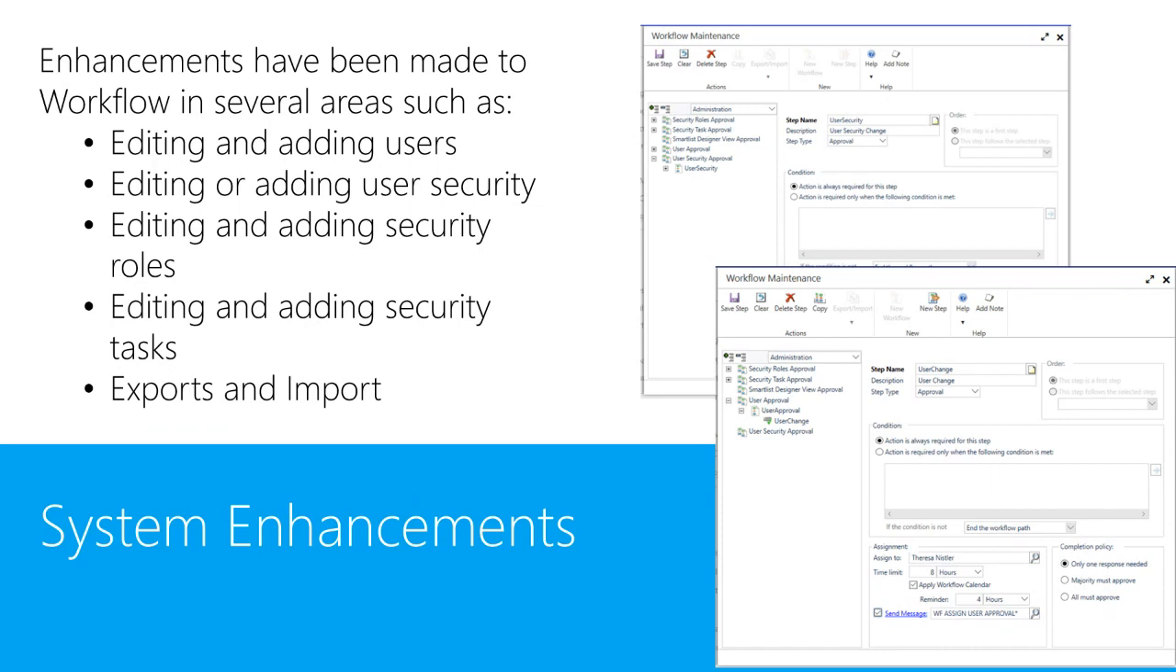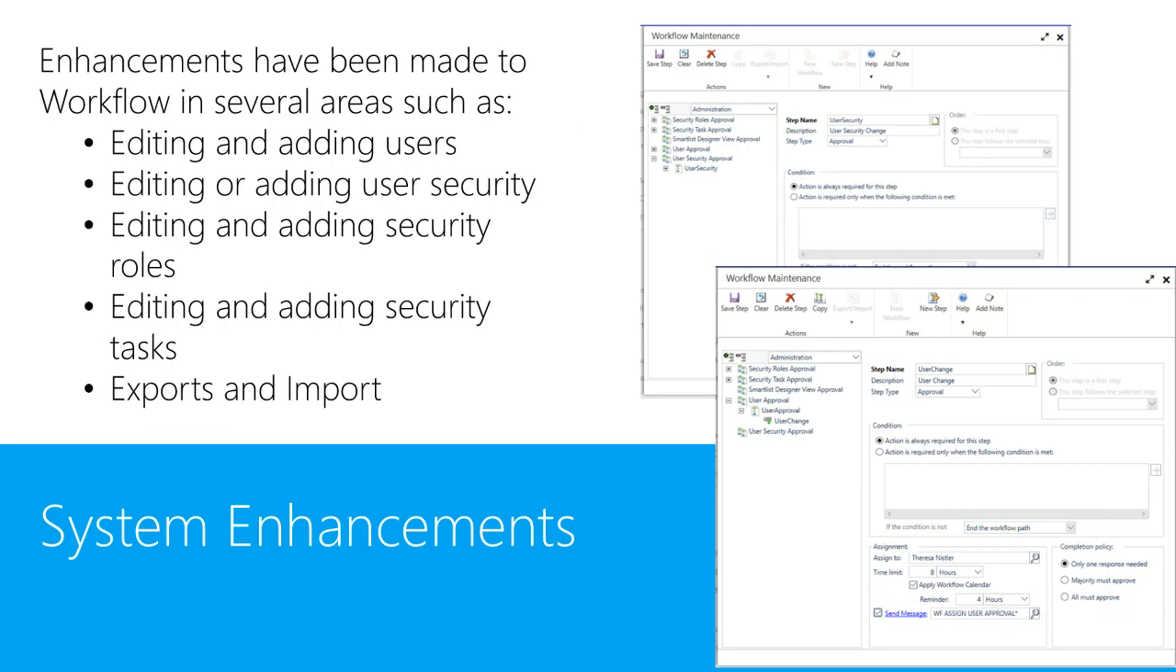The things that I actually want to go over with enhancements from 2019 are, first, the workflow enhancements. They've added things for editing and adding users, editing and adding user security, editing and adding security roles. Basically, these are for processing our security and so forth. We're adding the users. When we create roles to assign to the users for security, it allows us to approve those workflows to make sure they're correct and approved prior to implementing them and just putting them out into the environment. As well as roles and tasks are both in there. And then you can export and import the workflows from one system to another.